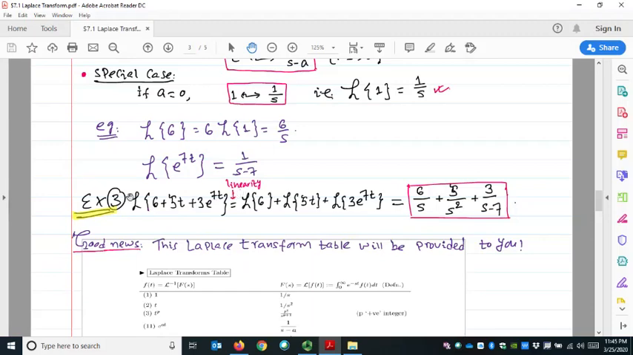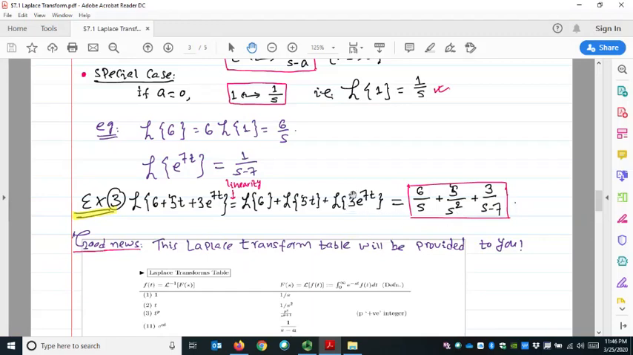The Laplace transform I can send inside to each of the terms. So Laplace transform of 6 plus Laplace transform of 5t plus Laplace transform of 3 times e to the power 7t. Awesome. So then the next step, Laplace transform of 6 is 6 over s. We already computed that. And Laplace transform of 5t: I can put the 5 outside and compute the Laplace transform of t, which is 1 over s square. Multiply by 5, so it becomes 5 over s square.